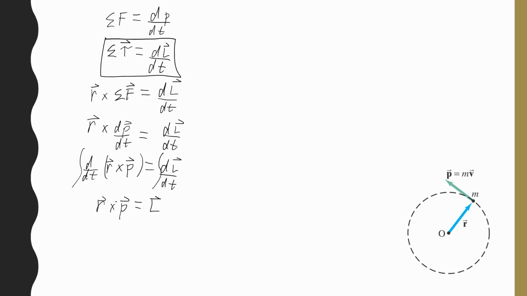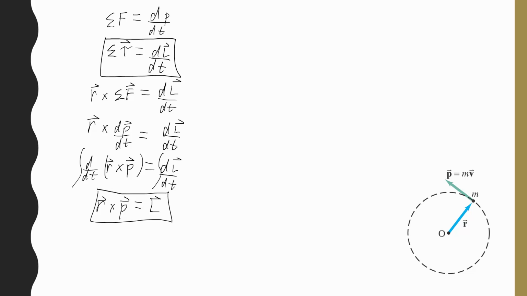This is typically applied just to a particle because the dp dt doesn't make so much sense for a rotating object, because which part of that object are you talking about? So this is applied to a single particle.